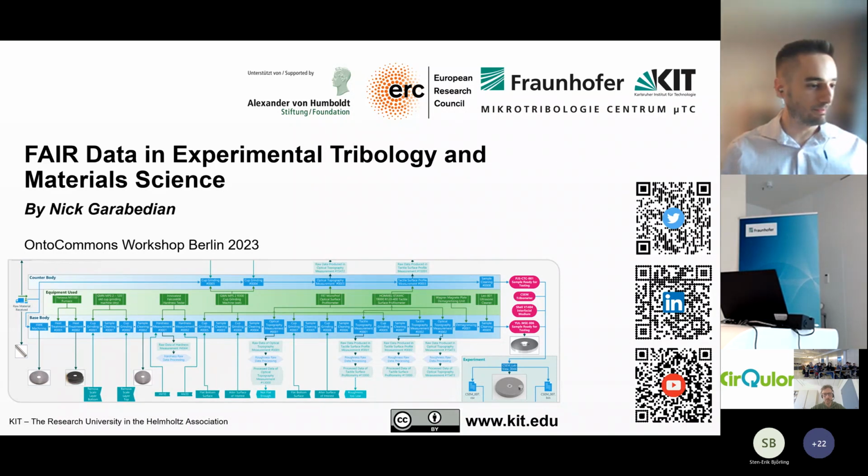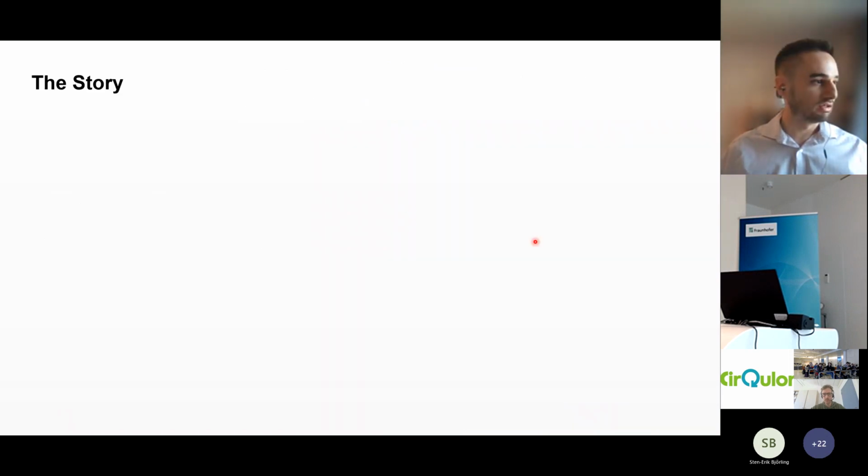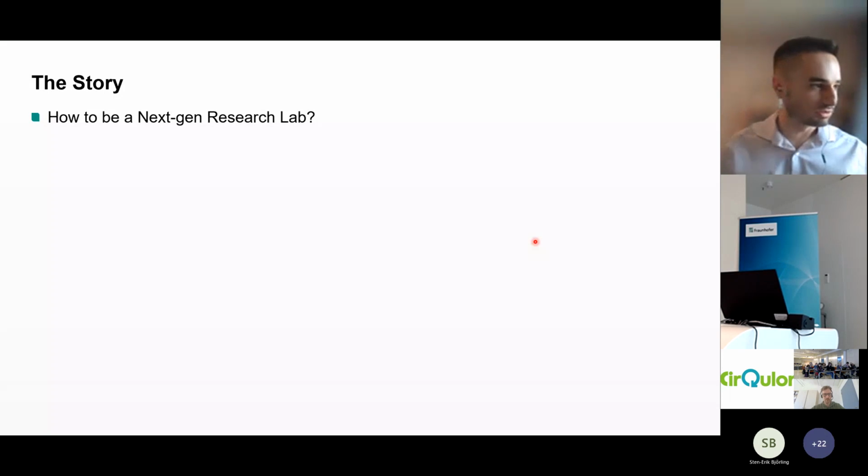I will switch my pointer on. Yes. So how did we get into this? When I started my postdoc about 4 years ago, I wanted to find a method to transform lab operations in our field to the next generation of research. And by the way, I'm an experimentalist from the lab by education. So all this data landscape was completely new to me.